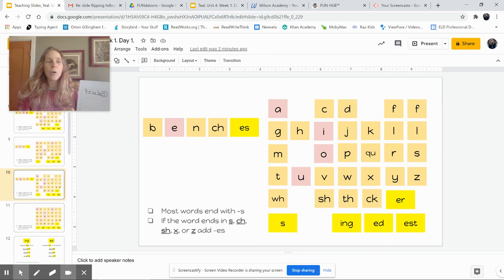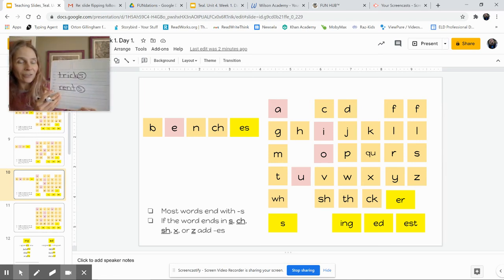My next one is rents, like she rents the car. Let's tap out the base word. Rent. Now let's write the whole word. Rents. Rent ends with the T, so I'm just going to add an S to make it plural. Rents. And I underline my base word and circle my suffix. Okay, let's do another one.